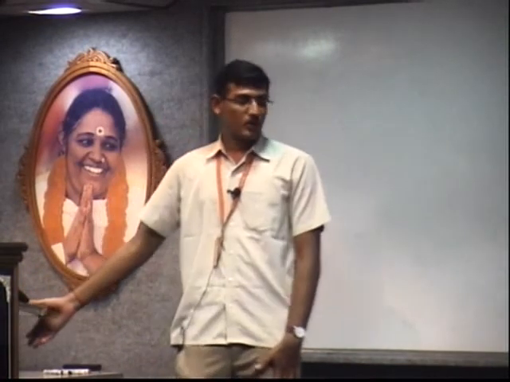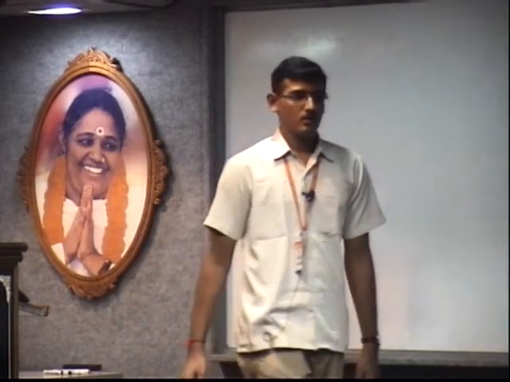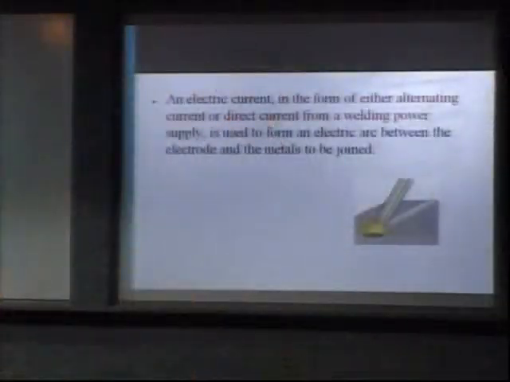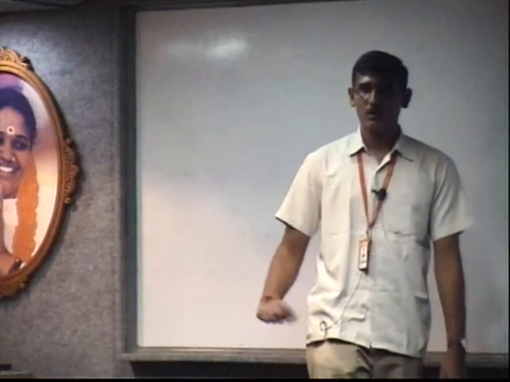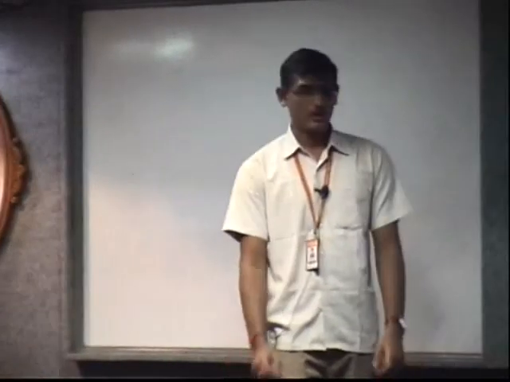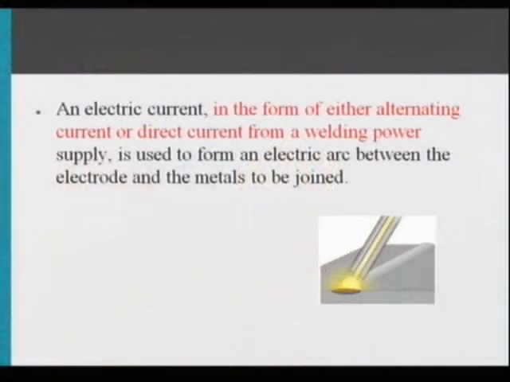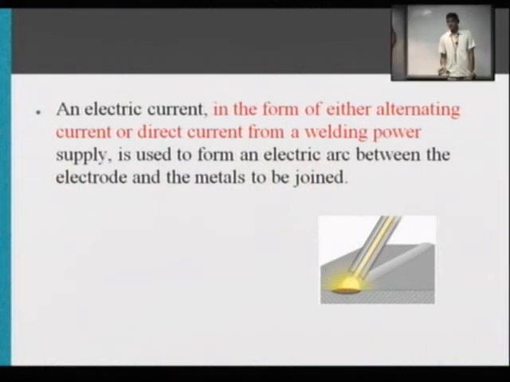So now let's explain how an arc is generated between your workpiece and your electrode. The electric current, that is the power AC or DC from your power source, passes through the entire circuit that you have seen in the previous slide, and an arc is generated between your electrode and your metal piece.